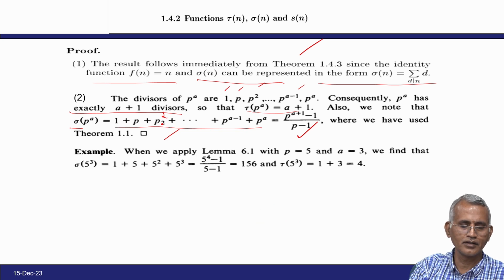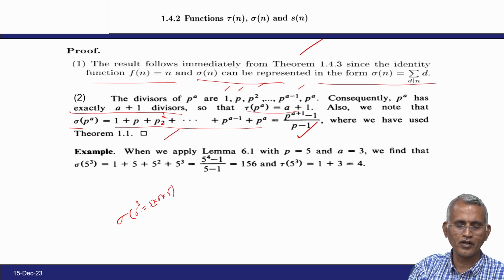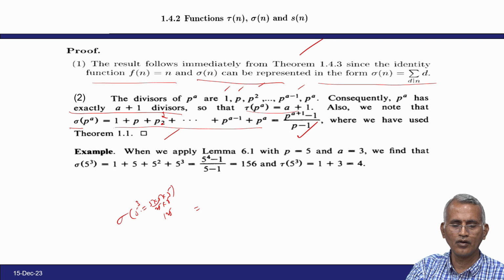you take sigma of 5 cubed. 5 cubed is 5 into 5 into 5, that is 25 into 5, which is equal to 125. So, this can be written as what? That is sigma of 5 cubed, as per the second theorem statement, 1 plus 5 plus 5 squared plus 5 cubed.